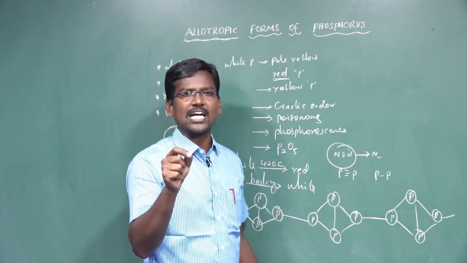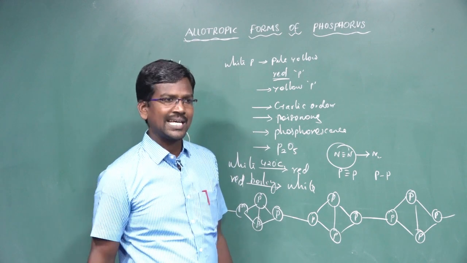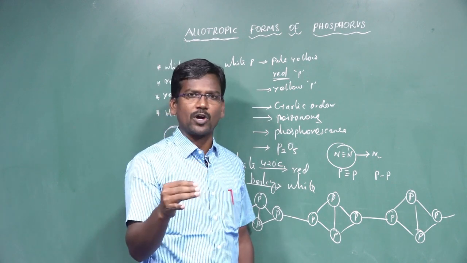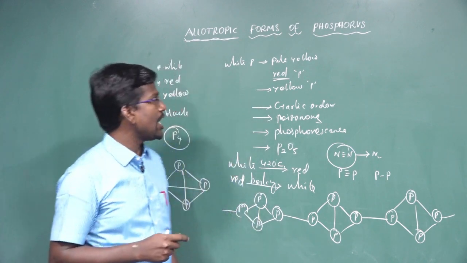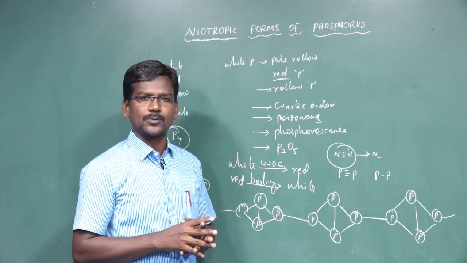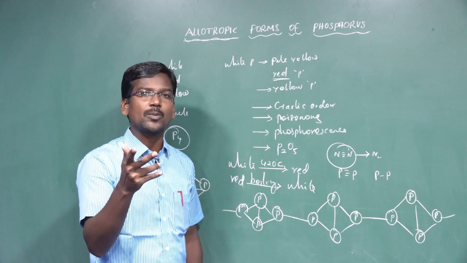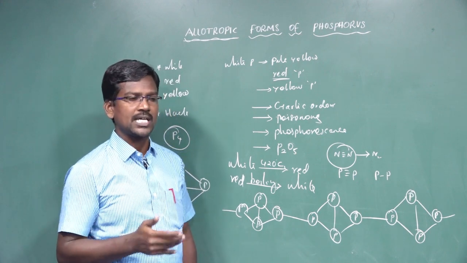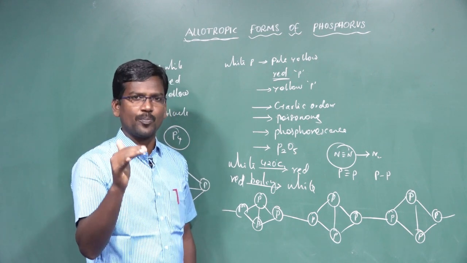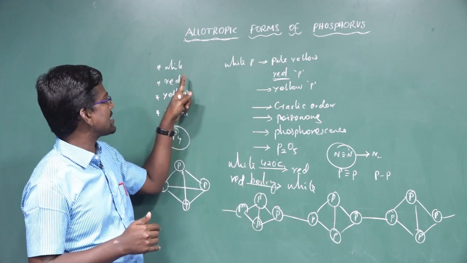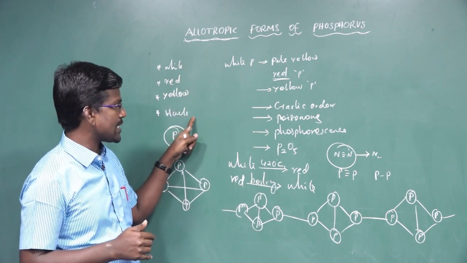One is violet phosphorus and one is scarlet phosphorus. They are characteristic allotropic forms of phosphorus. Again I will say, what is the meaning of allotropic form of phosphorus? Phosphorus exhibiting the same chemical properties but different physical properties is known as an allotropic form of phosphorus. The most common allotropic forms of phosphorus are white phosphorus, yellow phosphorus and black phosphorus.